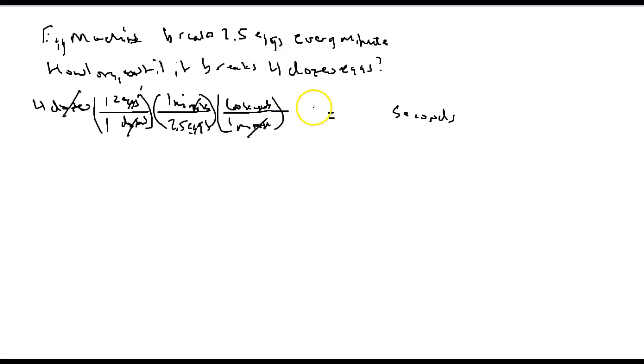And that's it, right? And then you just multiply straight across. Or divide and stuff like that, yeah. So we're going to multiply 4 times 12 times 1 times 60, divided by 1, divided by 2.5, divided by 1. I got that. Okay. That's how unit conversion works, right? As long as you cancel out the unit at the bottom, you make everything equal, you're fine.